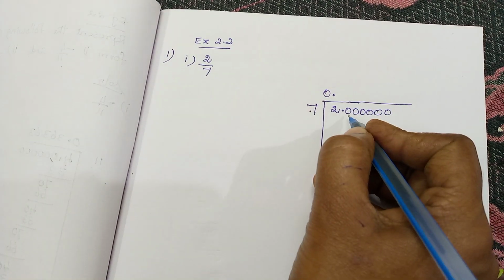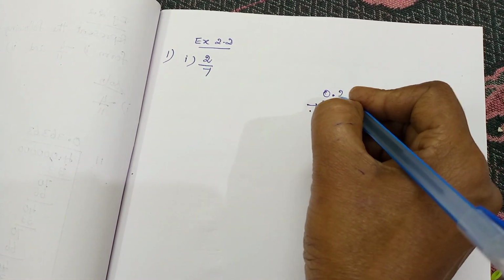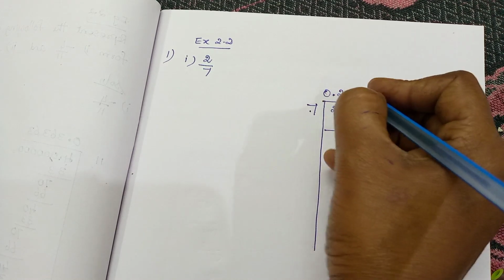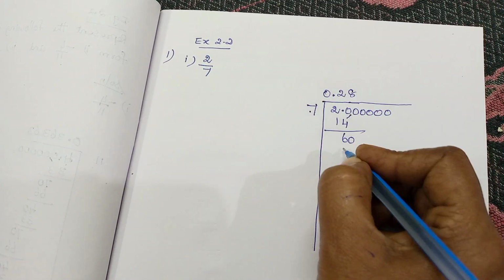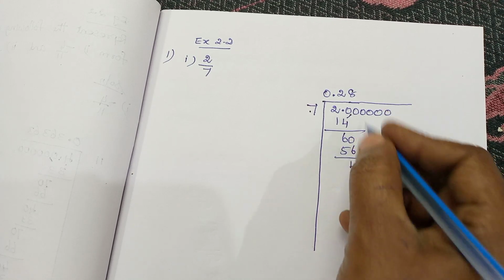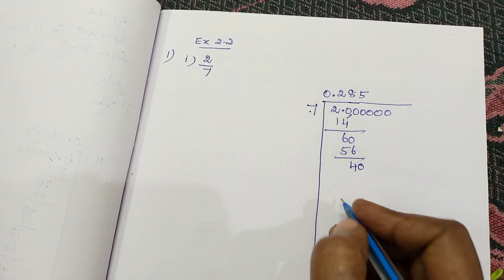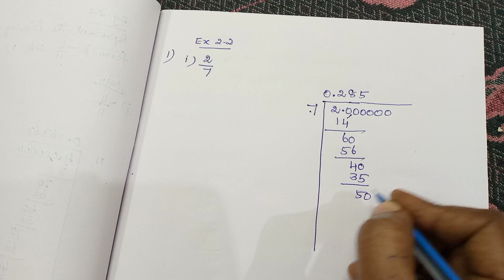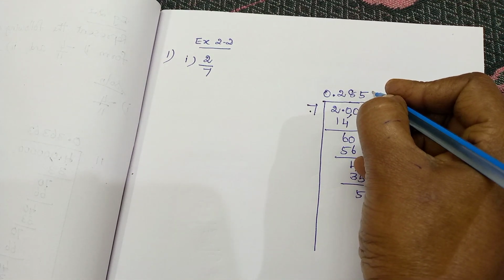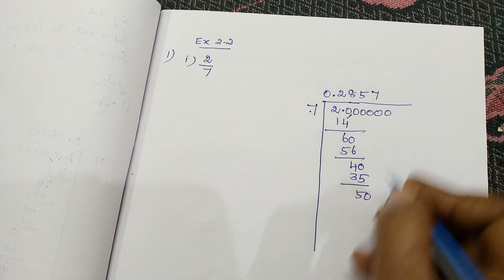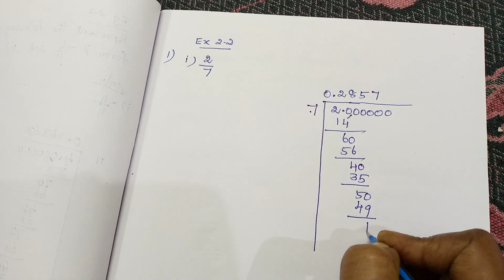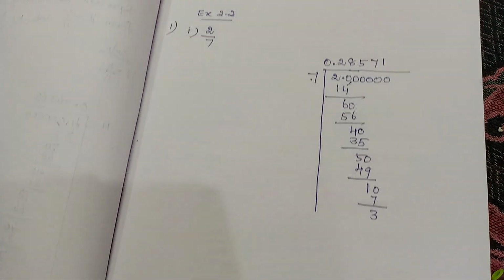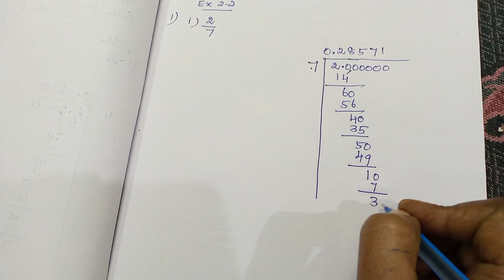Now first of all, take the first digit together, it becomes 20. Now 2 7s are 14. Subtract it, 6 is the balance. Next digit, take 0. Now see the table, 7 8s are 56. 4 is the balance. Next digit, take 0. Now 5 7s are 35. Subtract it, 5 is the balance. Next digit, take 0. Now 7 7s are 49. Balance 1. Take 0. 1 7 is 7. Balance 3. Further, take 0.